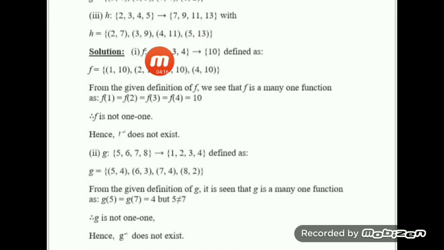So, distinct elements have distinct images, isn't it? Therefore, the function is 1-1. And if it is 1-1, we have to check onto also. We see that the codomain and the range both contain 7, 9, 11, 13. That means all the elements of the codomain have a pre-image. So, the function is onto also.